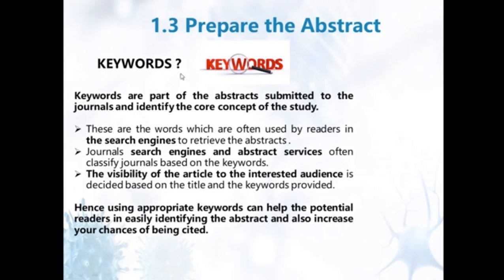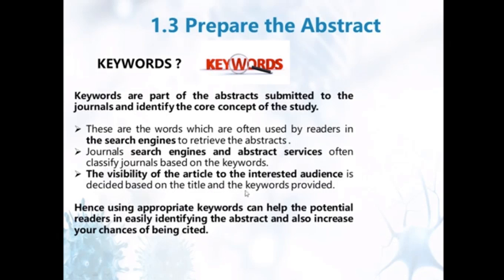Another thing is keywords. Do you know keywords? Keywords are part of the abstract submitted to the journals and identify the core concept of the study. Almost all papers have this part, keywords. They are the words which are often used by readers in search engines to retrieve the abstract. Journals, search engines, and abstract surveys often classify articles based on the keywords. The visibility of the article to the interested audience is decided based on the title and the keywords provided.